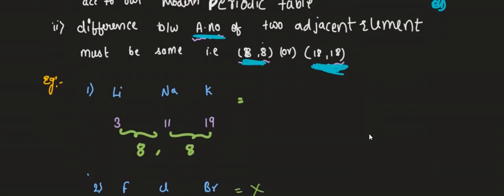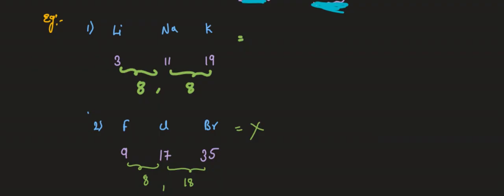Let us try to understand the first example. In the first option, they have given lithium, sodium, potassium. We want to know whether the given set is eligible or not. The atomic number of lithium is 3, sodium is 11, and potassium is 19. Now the differences: 11 minus 3 is 8, 19 minus 11 is 8. So we got 8, 8, which indicates that the given set is eligible for the triad system.